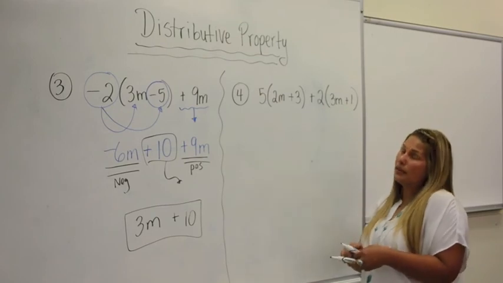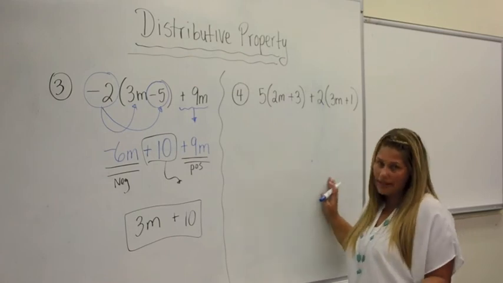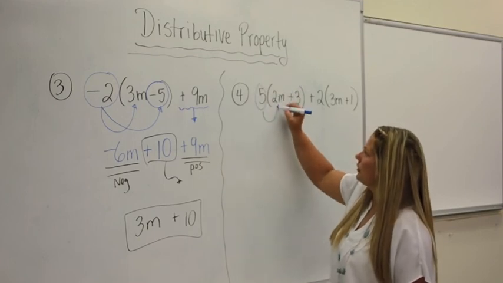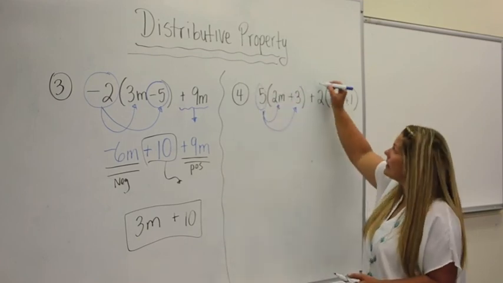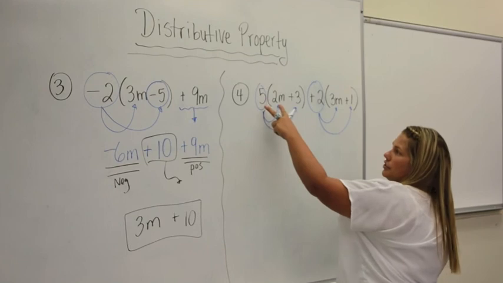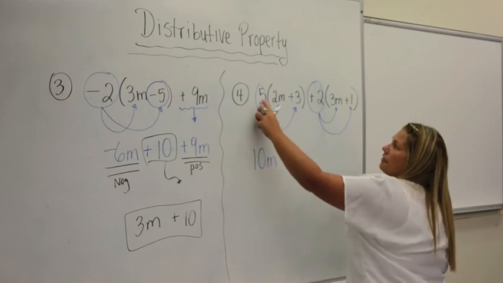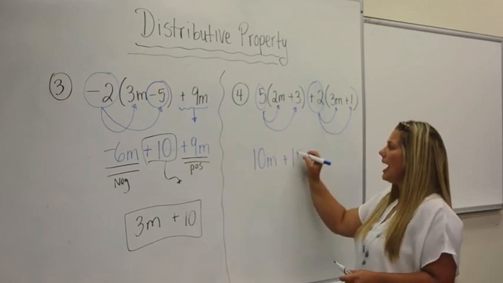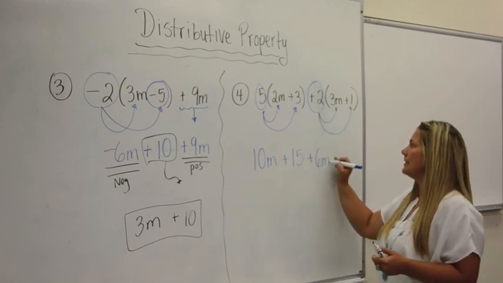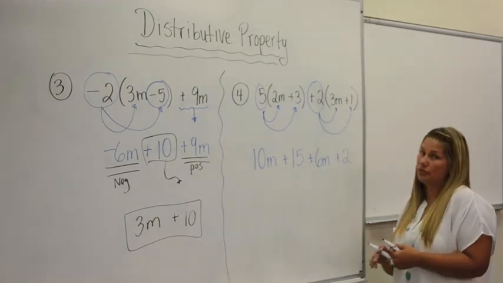As it gets a little more complicated, we have some examples that maybe have 2 sets of parentheses. Well, all that means is we just have to distribute twice. So the 5 has to distribute to this first set of parentheses, and this positive 2 has to distribute to the second set of parentheses. So let's distribute. 5 times 2m, we get 10m. Then 5 times 3, we get a positive 15. 2 times 3m gets us a positive 6m, and a positive 2 times 1 gets us positive 2.